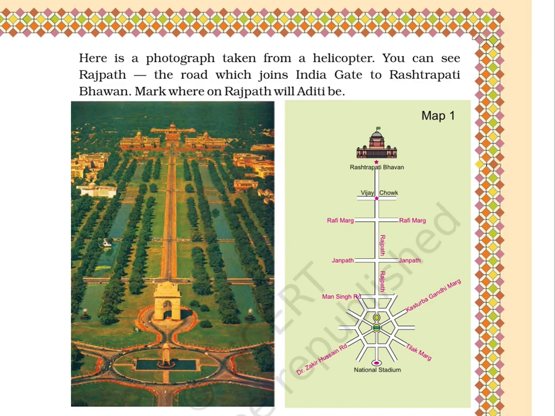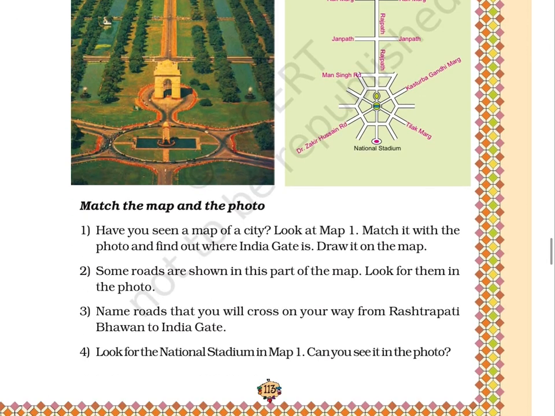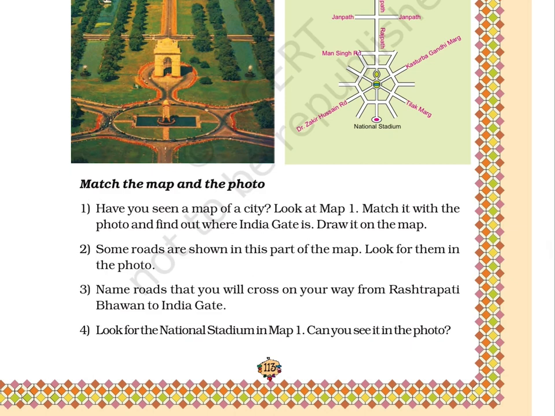Match the map and the photo. 1. Have you seen a map of a city? Look at Map 1. Match it with the photo and find out where India Gate is. Draw it on the map. 2. Some roads are shown in this part of the map. Look for them in the photo. 3. Name roads that you will cross on your way from Rashtrapati Bhavan to India Gate. 4. Look for the National Stadium in Map 1. Can you see it in the photo?